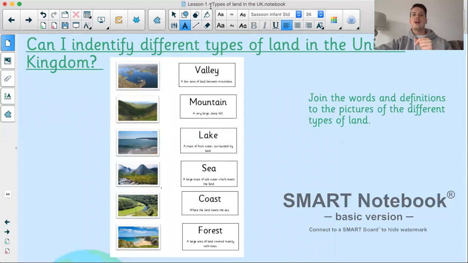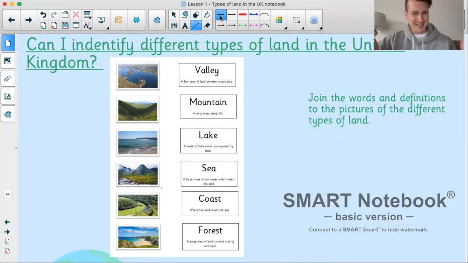Your worksheet today, I tried to make it quite easy because I know you're at home and I know it's a little bit difficult. So I've tried to make what you need to do quite easy today. But these words and the definitions underneath are actually really important, okay? All you need to do, all your task today, is join the words and the definitions to the pictures of the different types of land, okay? So hopefully your work will look something like this.